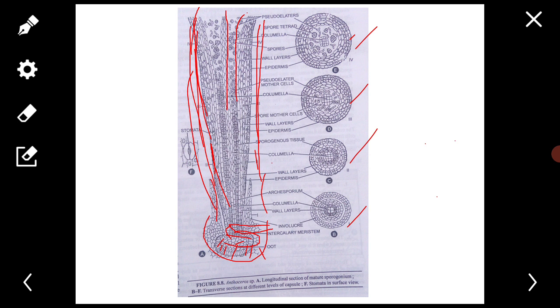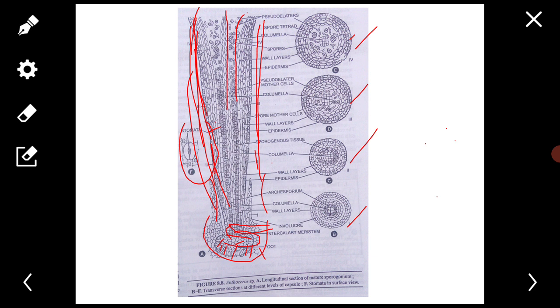The epidermis is interrupted by stomata. Each stoma consists of a stomatal pore, which is guarded by two kidney-shaped guard cells, and these guard cells are similar to those of higher plants and help in exchange of gases and loss of the water vapors by the process of transpiration.